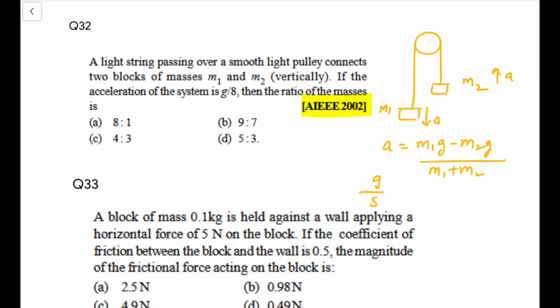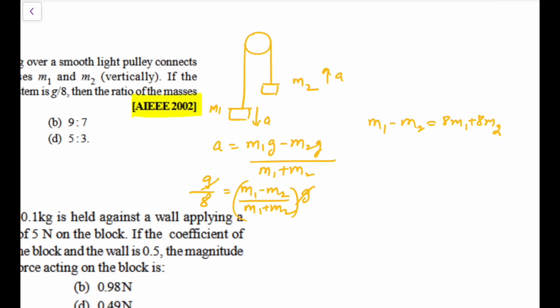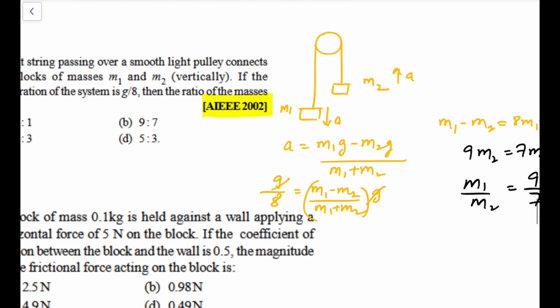So it is given as g by 8, so g by 8 is (m1 minus m2) upon (m1 plus m2). I can take g as common and cancel it. So what we will have: m1 minus m2 is 8 m1 plus 8 m2. So now I can write, this would be 9 m2 is equal to 7 m1. So this m1 by m2 would be 9:7. So go with option B here.